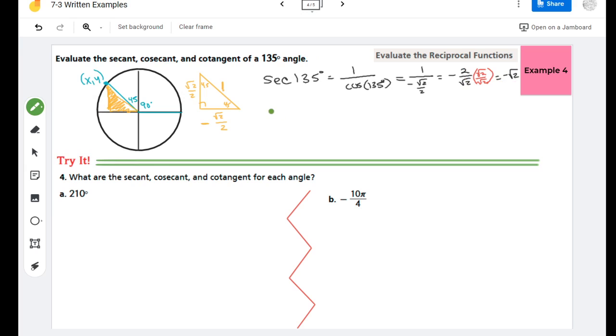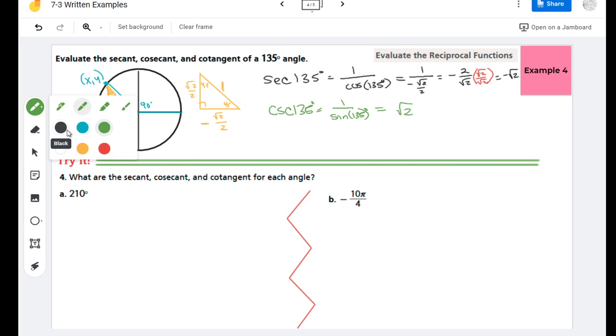Alright, now my cosecant is equal to 1 over the sine of 135. Now understand, my sine and my cosine are the same thing, with the exception of the sign. This one's going to be positive root 2 over 2 because it's a positive y value. So I don't have to go through all this arithmetic again. I know that I'm dealing with the root 2, and it's going to be positive because my sine was positive. So just remember, keep it kind of simple here.